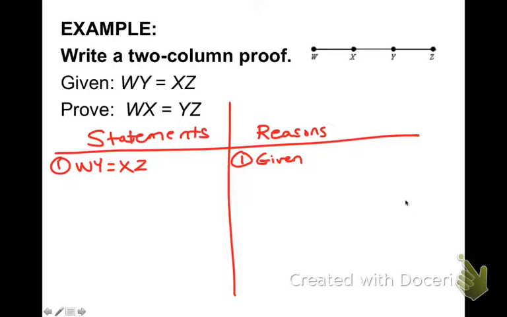How can I get WX into my proof? How have we introduced anything into our proofs? Segment addition. What's it going to look like for my segment addition? I want to incorporate WX. So notice WX is right here. Well, I can't do WX is equal to 2 things added together because WX is not equal to 2 things added together. But what can I do for segment addition?